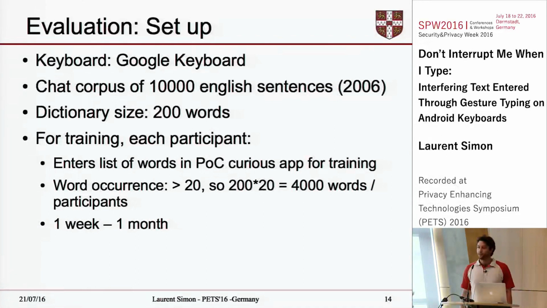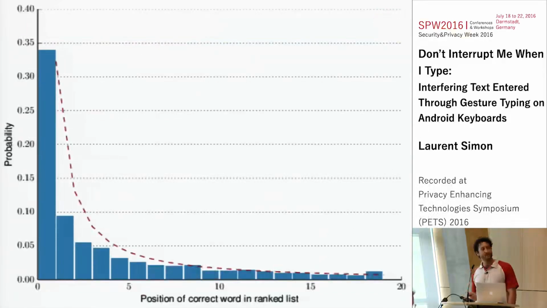So in terms of evaluation, we looked at the Google keyboard. We had a real chat corpus of 10,000 English sentences, which was collected by another group of researchers back in 2006. Within this corpus, we limited ourselves to the most common 200 words. The reason for this will become clear in a minute. For training, we had each of our participants enter a series of words in an application that we developed. Each word occurred roughly 20 times. And so in total, each participant entered roughly 4,000 words. It took each of our participants between a week and a month to complete the task. It was so time consuming for them that this explains why we limited ourselves to the most common 200 words during the study.